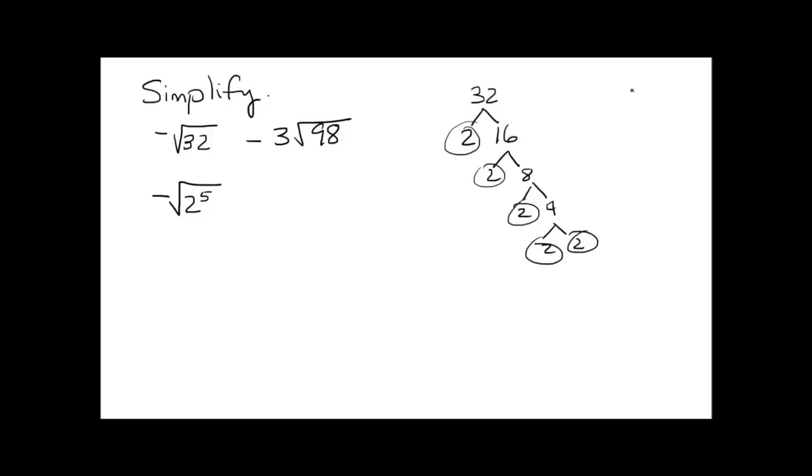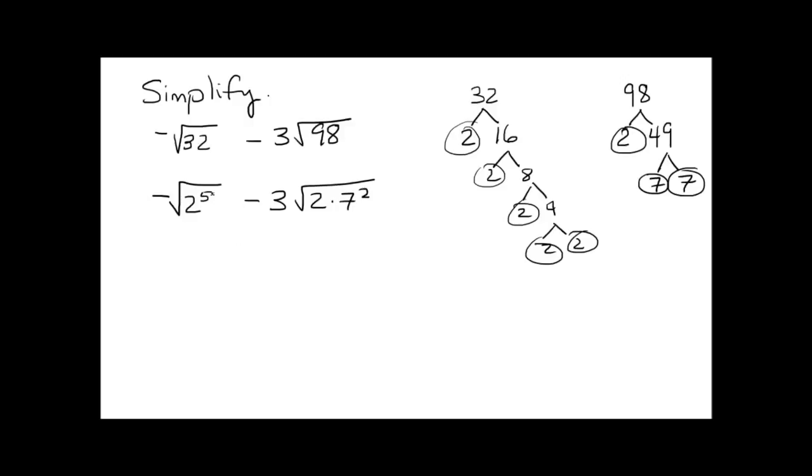98, we can do a similar thing, right? 98, let's see, 2 goes into 98 49 times, and 49 is 7 times 7. So 98 is 2 times 7 squared. So we have minus 3, and then we have 2 times 7 squared.